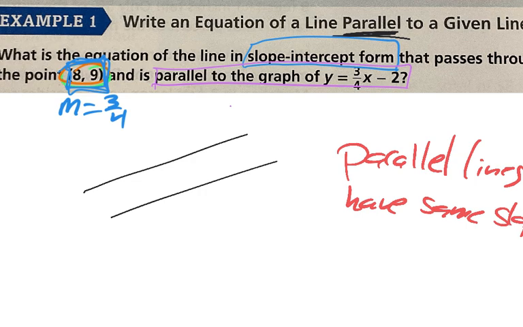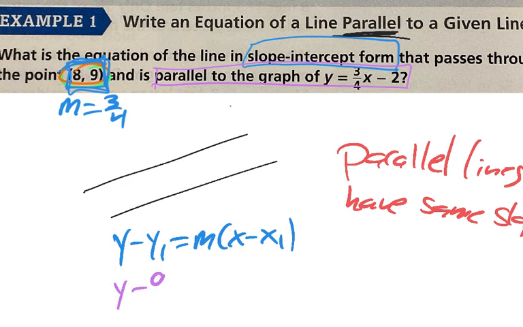So what do I know about my line? Do I know the slope of my line? Yes. What else do I know about my line? A point. So I know a point and the slope. Point-slope form. y minus y1 equals m times x minus x1. If I plug in, y minus 9 equals 3/4 times x minus 8.